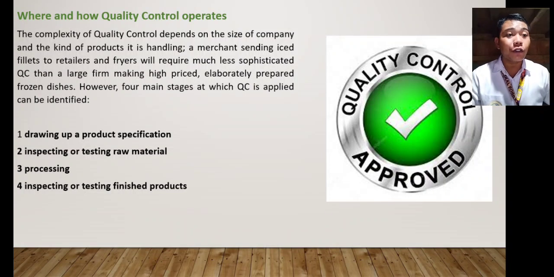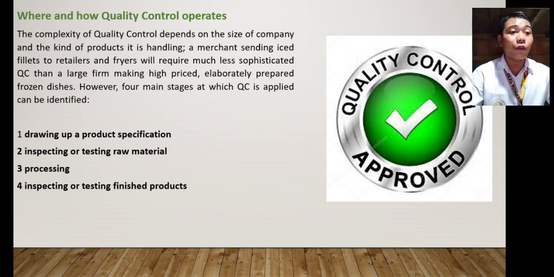Where and how quality control operates. The complexity of quality control depends on the size of the company and the kind of products it is handling. A merchant sending ice fillets to retailers and fryers will require much less sophisticated quality control than a large firm making high price, elaborately prepared frozen dishes. However, four main stages at which quality control is applied can be identified.